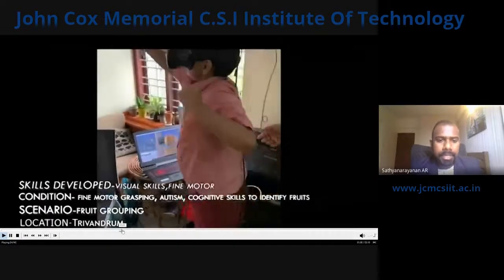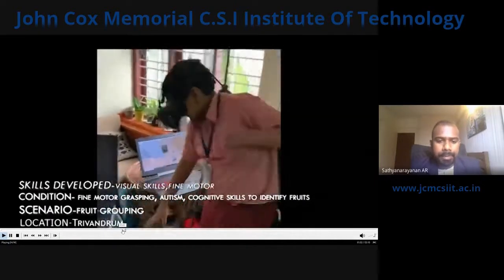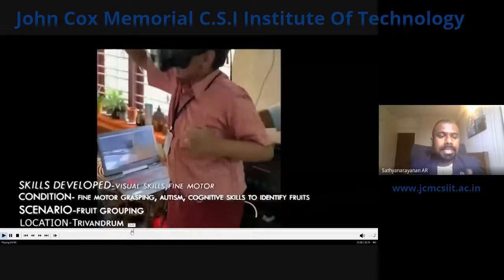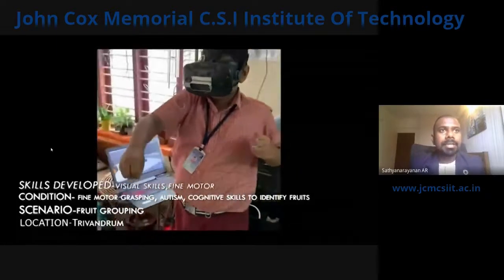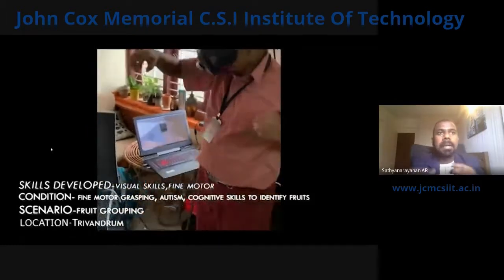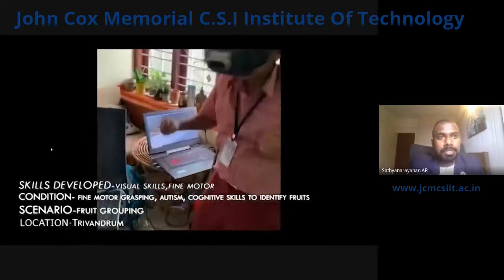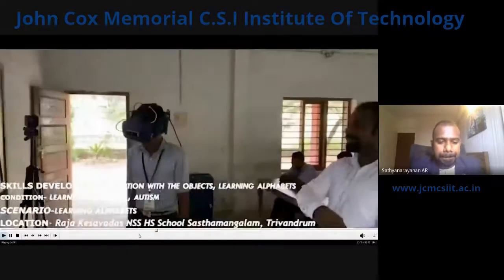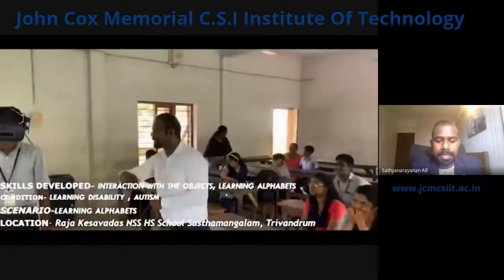So you can see how a kid is picking an apple and putting it in the basket, and basically he's learning how to match the fruits. This has been trained in normal centers, but most of the centers don't have a proper system to train the kid. So they can learn virtually, and they can also learn various activities.